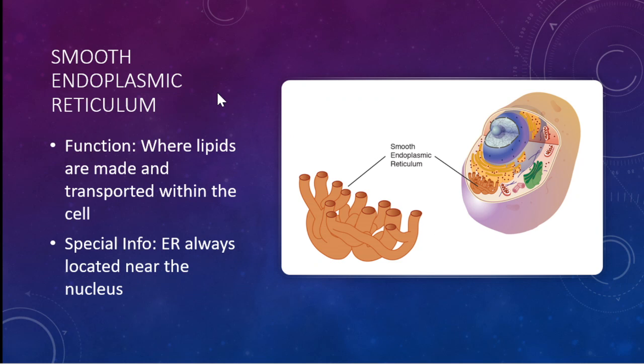Okay, smooth endoplasmic reticulum. Its function is where lipids are made and transported within the cell. Special information: the endoplasmic reticulum is always located near the nucleus. So the smooth one is just usually around the rough one. The rough one has the dots, or the ribosomes, around it, and the smooth does not. These are in plants and animals.